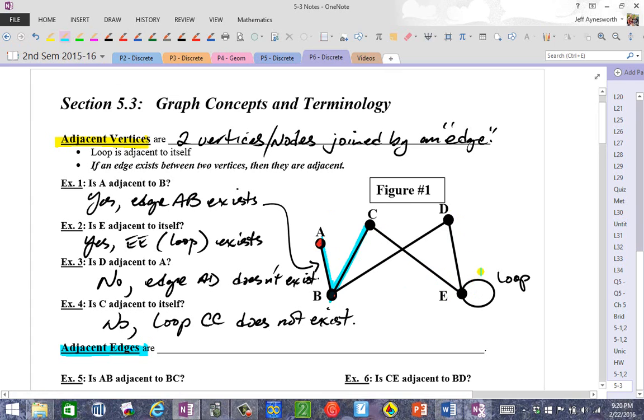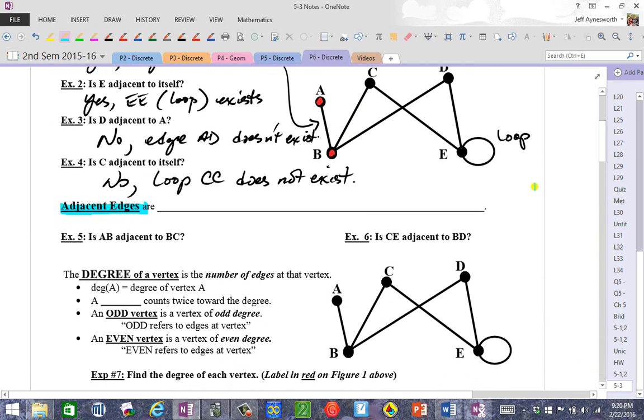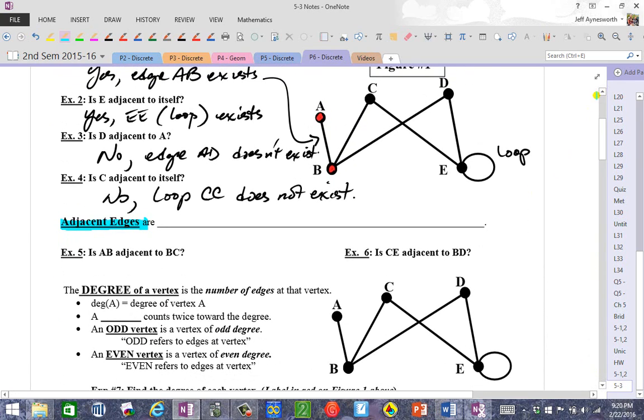What makes that happen? Well, if you look at these two edges here, they have something in common, and that point in common is called a vertex. That's how you define adjacent edges. Two edges are adjacent if they share a common vertex. So adjacent edges are two edges that share a common vertex. The word is common in this case. If two edges do not share a common vertex, they are not adjacent. And that is for sure.